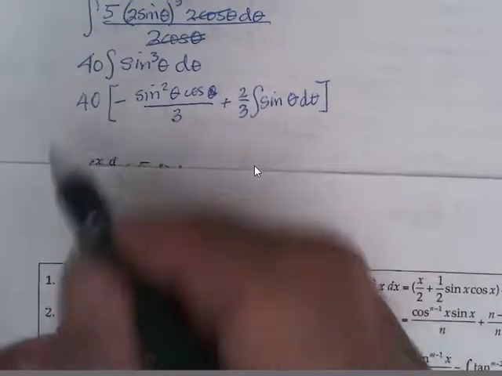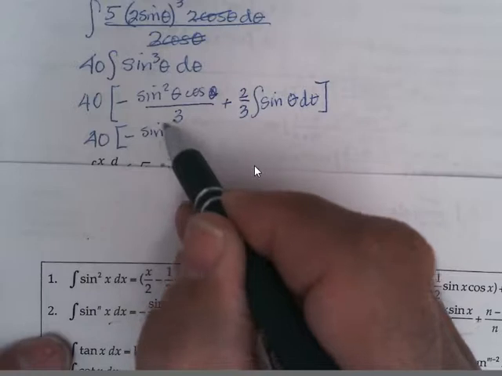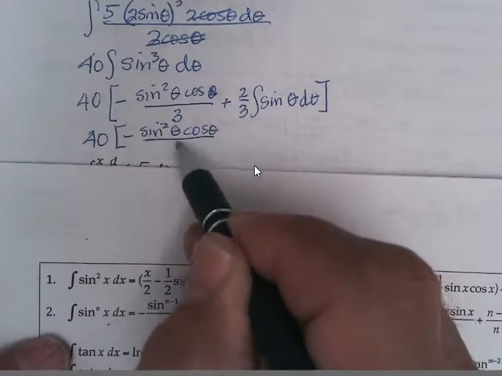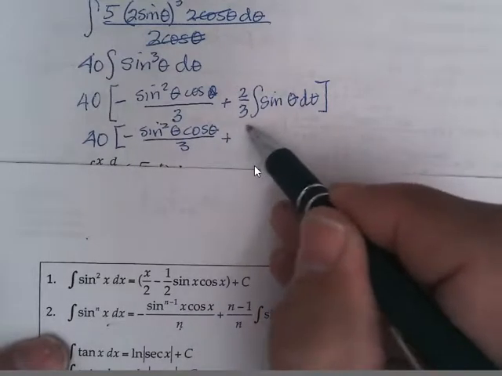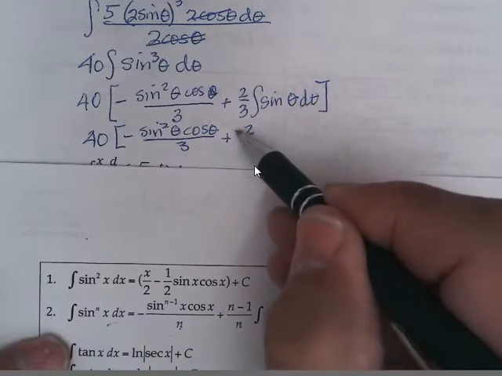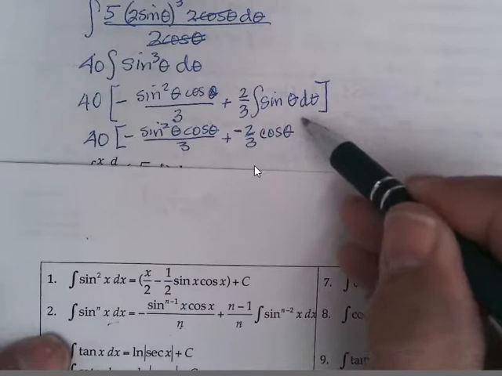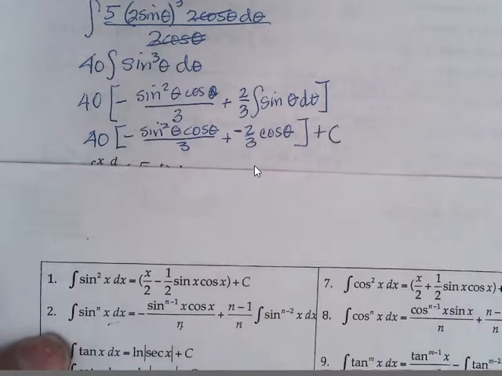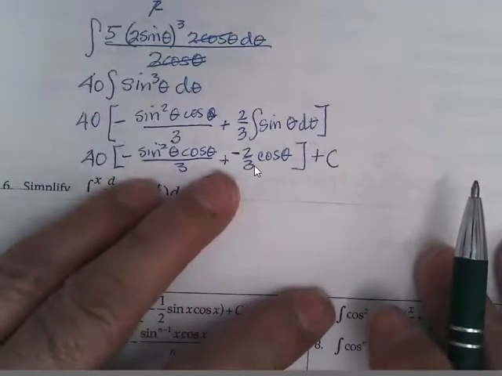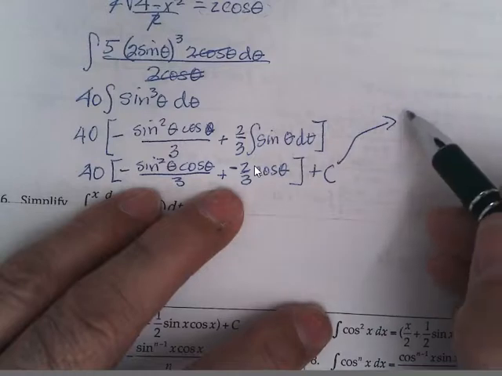And so we get 40 negative sine squared theta cosine theta over 3 plus 2/3. The antiderivative of sine is negative cosine, so I'm going to put the negative here, cosine theta plus c. I'll just do the plus c on the outside. And now I need to go back to x's, and I'm going to do that up here.